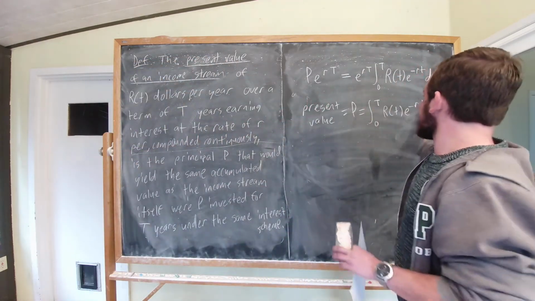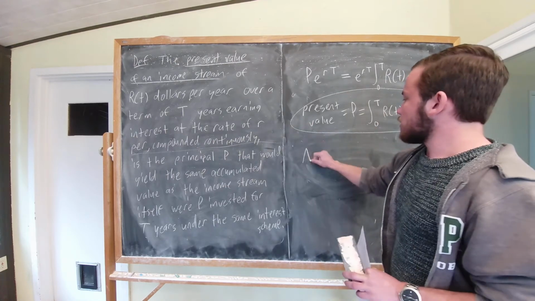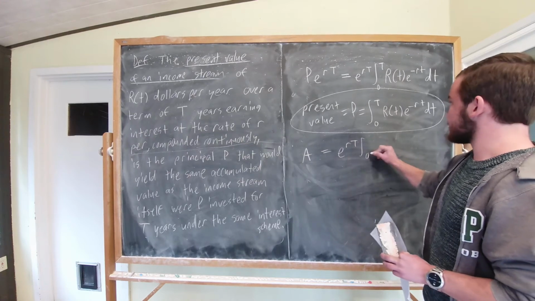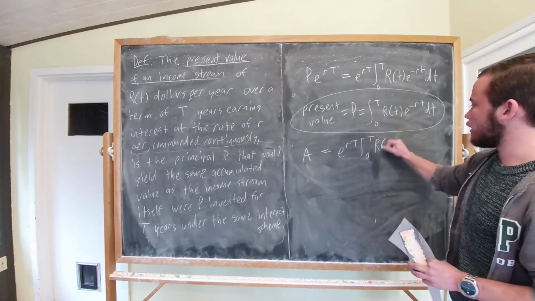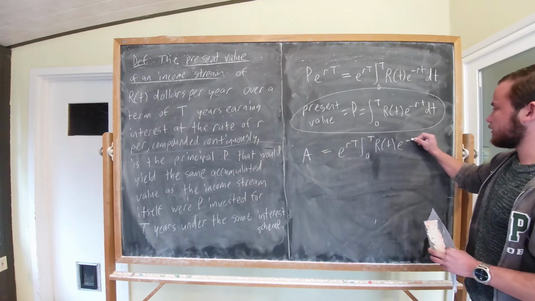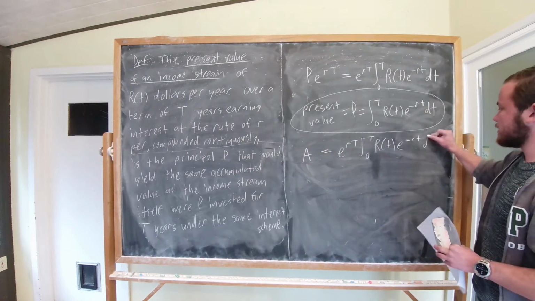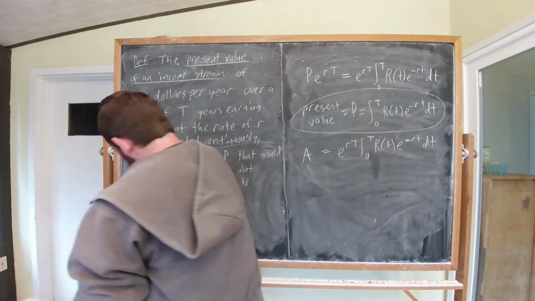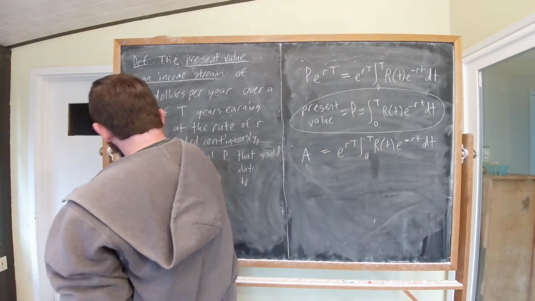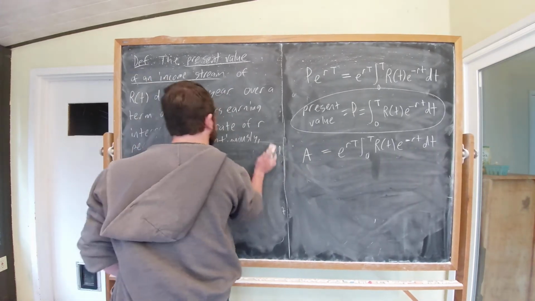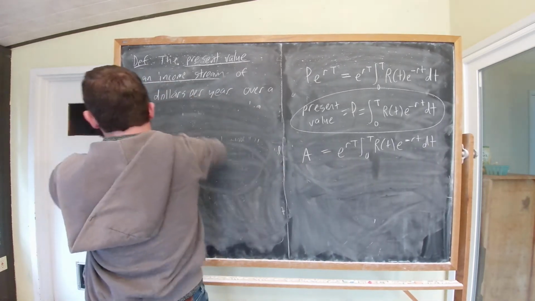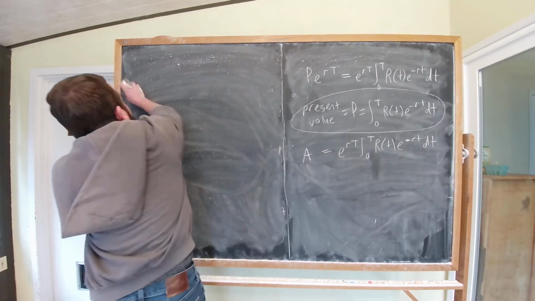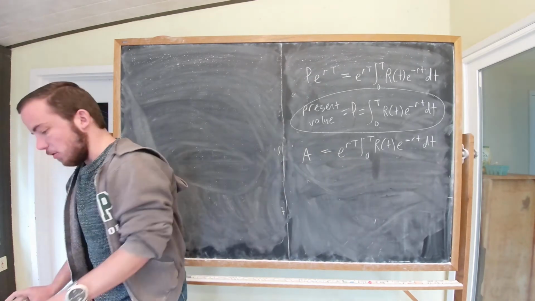So this was our present value formula. Our accumulated interest formula was e to the r capital T, integral from 0 to capital T, R of little t, e to the negative little r little t dt. Sorry guys, a lot of writing in this section. And there's only going to be more.